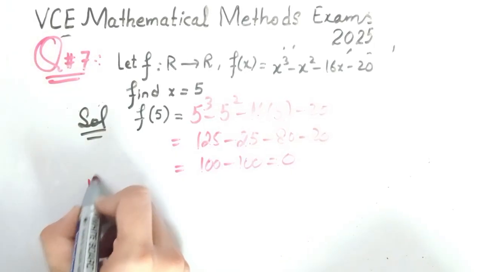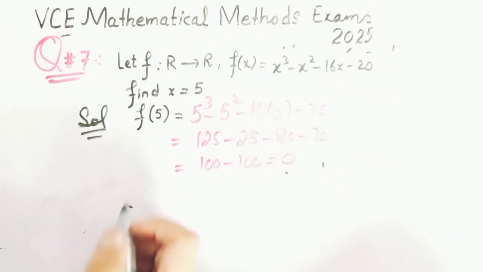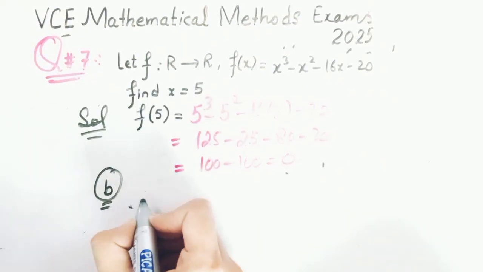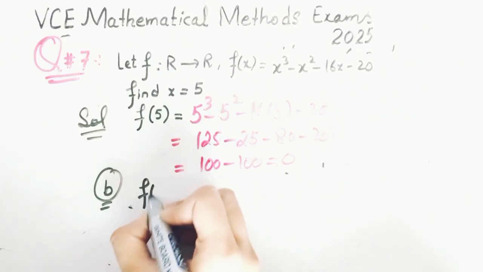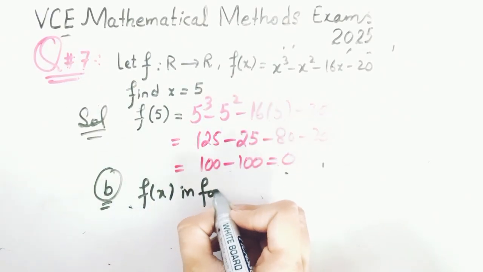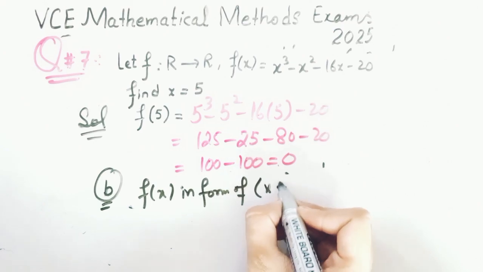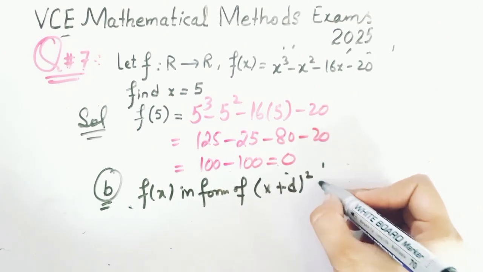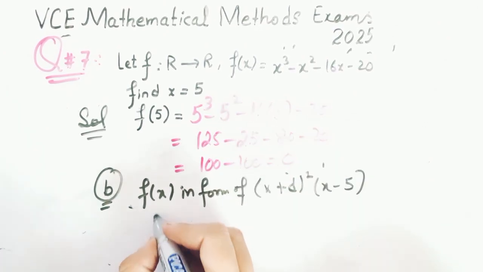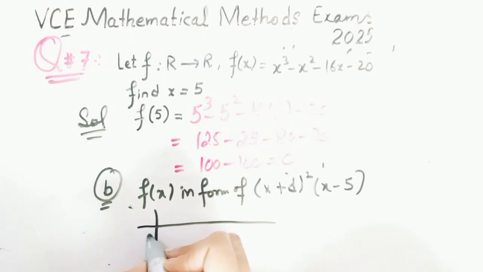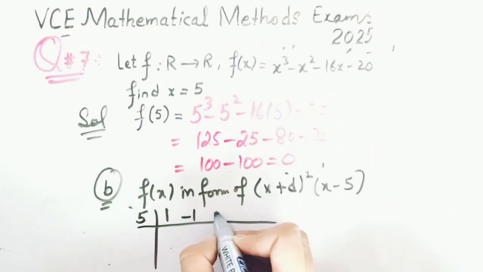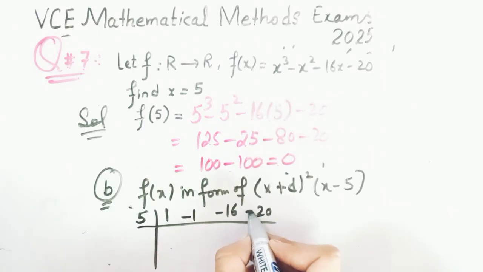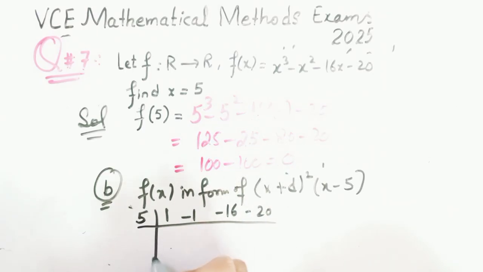Now we will start part b. Now we solve the b part, in which we have f of x. You have to write f of x in the form of x plus d square into x minus 5. So we will substitute values using synthetic division: 1, minus 1, minus 16, and minus 20. With 5, 1 remains as it is, and 1 into 5 is 5.